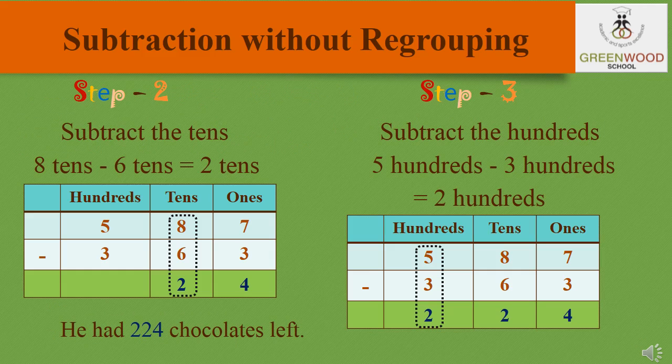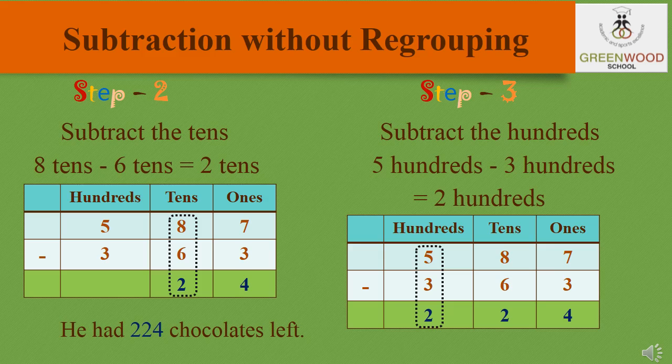Step 2. Subtract the tens, that is 8 minus 6. Again 8 is the bigger number while 6 is the smaller number. Take out 8 fingers. Now fold 6 fingers. 1, 2, 3, 4, 5, 6. Now how many fingers do you have left? 1, 2. So 8 minus 6 is 2.